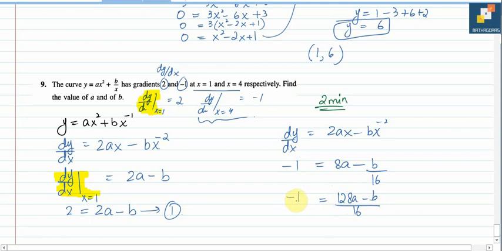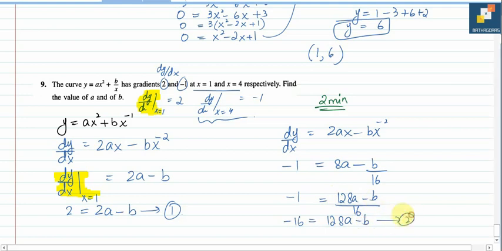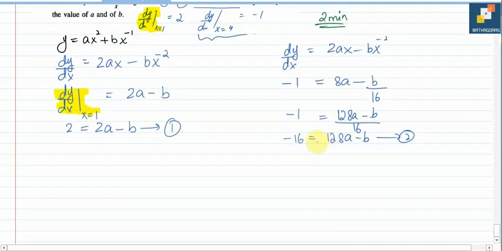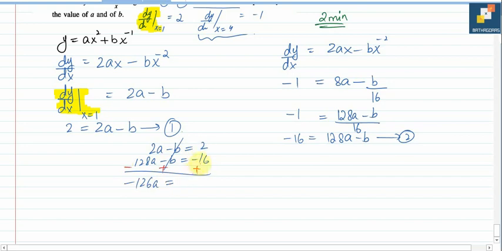Alright, so now it will be minus 16 equals 128a minus b. So now you have two equations, right? If we need to simplify them simultaneously, the first equation is 2a minus b equals 2. The next one is 128a minus b equals minus 16. We need to change the signs, so minus, plus, and plus. And after that b and b cancel. 2 minus 128a is minus 126a equals 2 plus 16, which leads to 18.